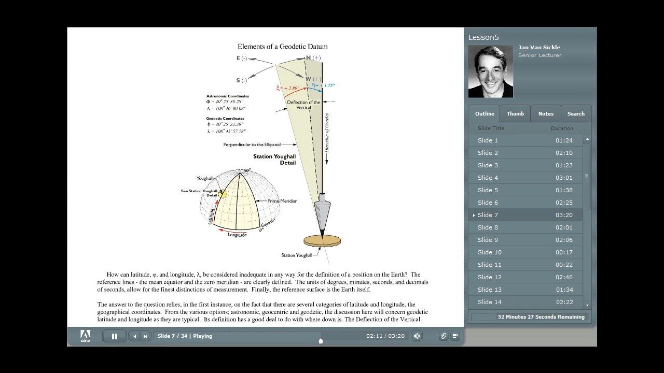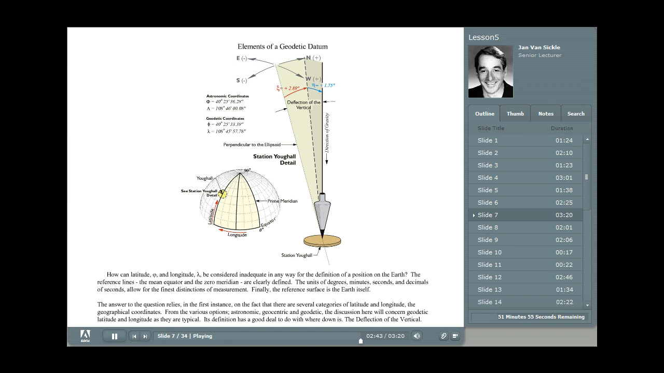As I say here, how can latitude and longitude be considered inadequate in any way to define a position on the Earth? The answer relies on the fact that there are several categories or types or flavors of latitude and longitude. From the various options, astronomic, geocentric, and geodetic, the discussion here will concern geodetic latitude and longitude as they are typical. Its definition has a good deal to do with where down is.